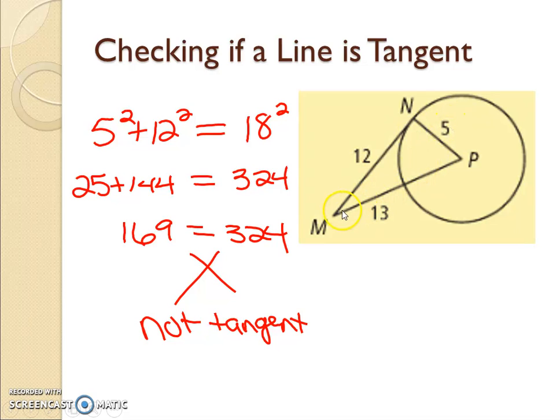How do you know if this is c squared? Across from 90 is c squared. So this is your hypotenuse. Hypotenuse is always across from 90. So this one is not equal to each other, so that one is not 90.